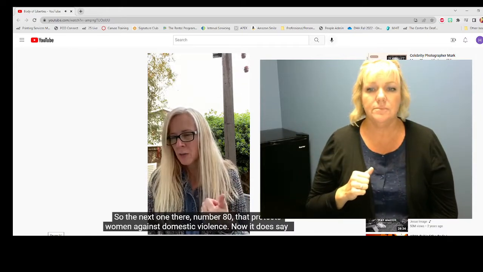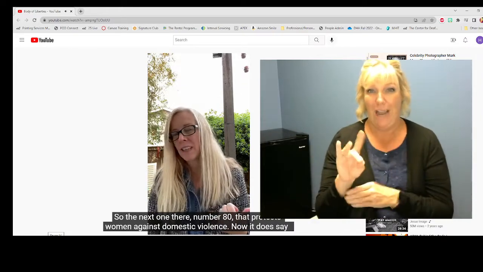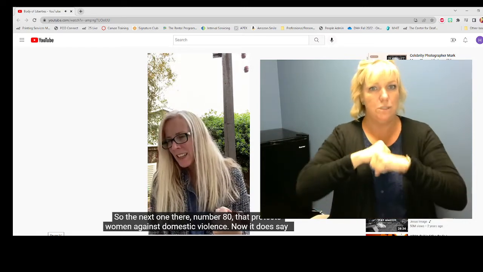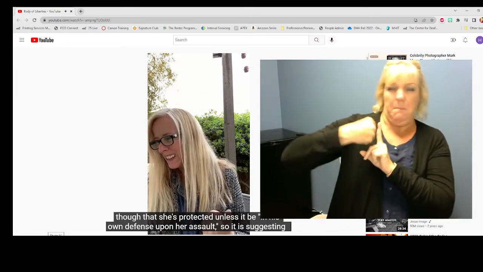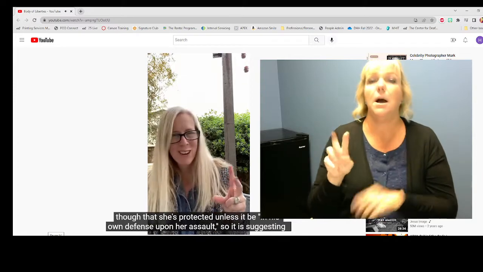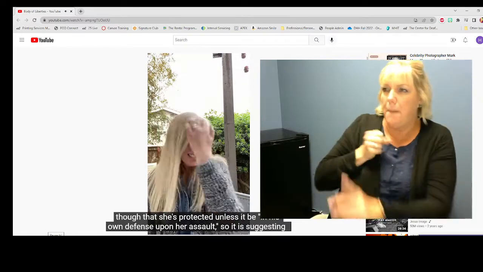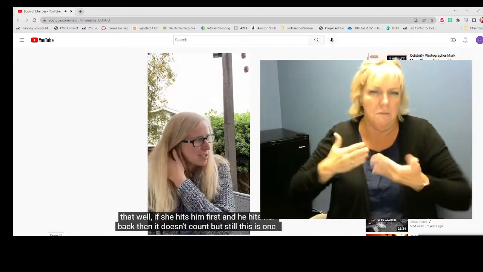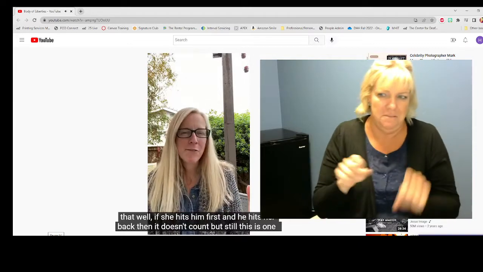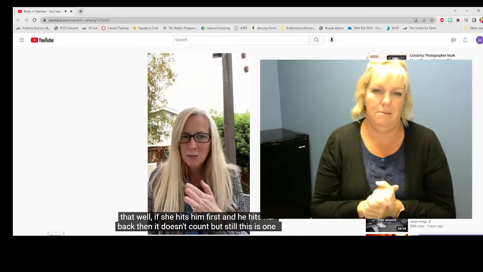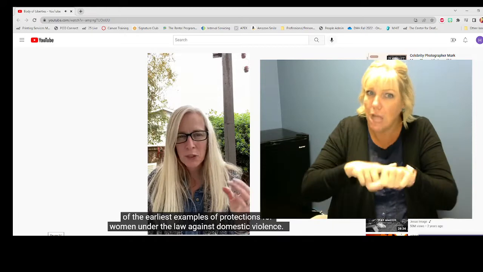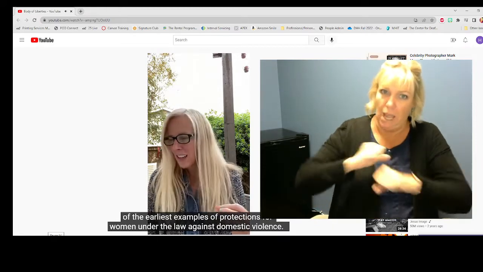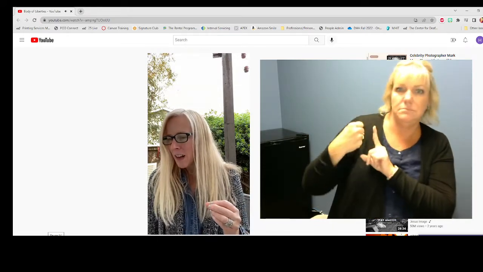So the next one there, number 80, protects women against domestic violence. Now it does say, though, that she's protected unless it be in his own defense upon her assault. So it is suggesting that, well, if she hits him first and he hits her back, then it doesn't count. But still, this is one of the earliest examples of protections for women under the law against domestic violence.